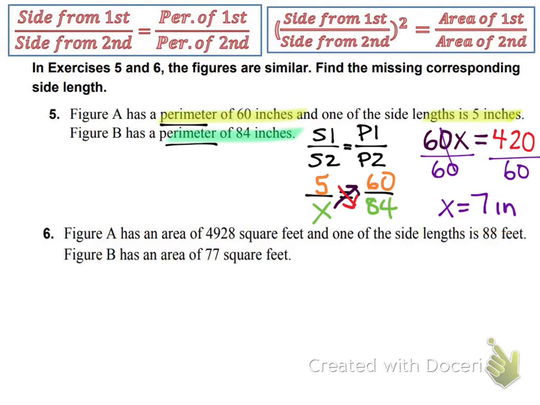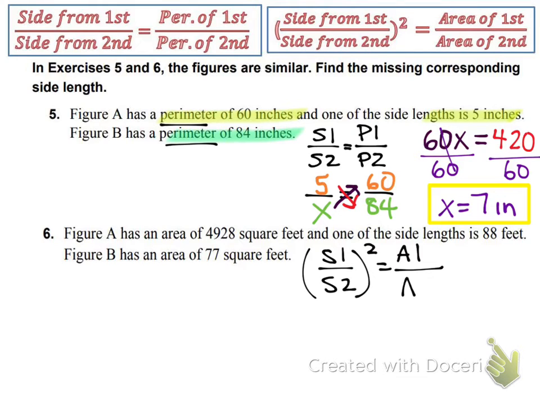Perfect. So again, you're going to have one of those on the test. You will also have one of the next one, which is harder because it's area, and we'll talk about that. So side 1 over side 2 squared equals the area from the first over the area of the second.